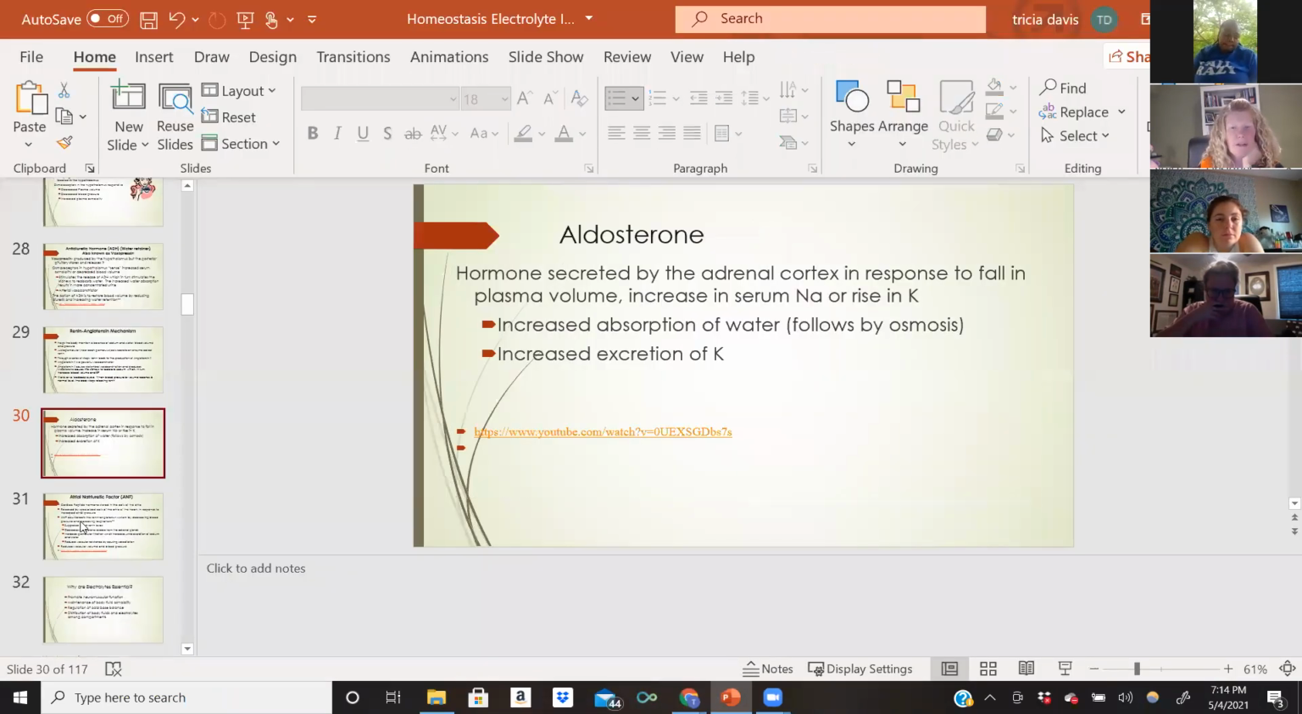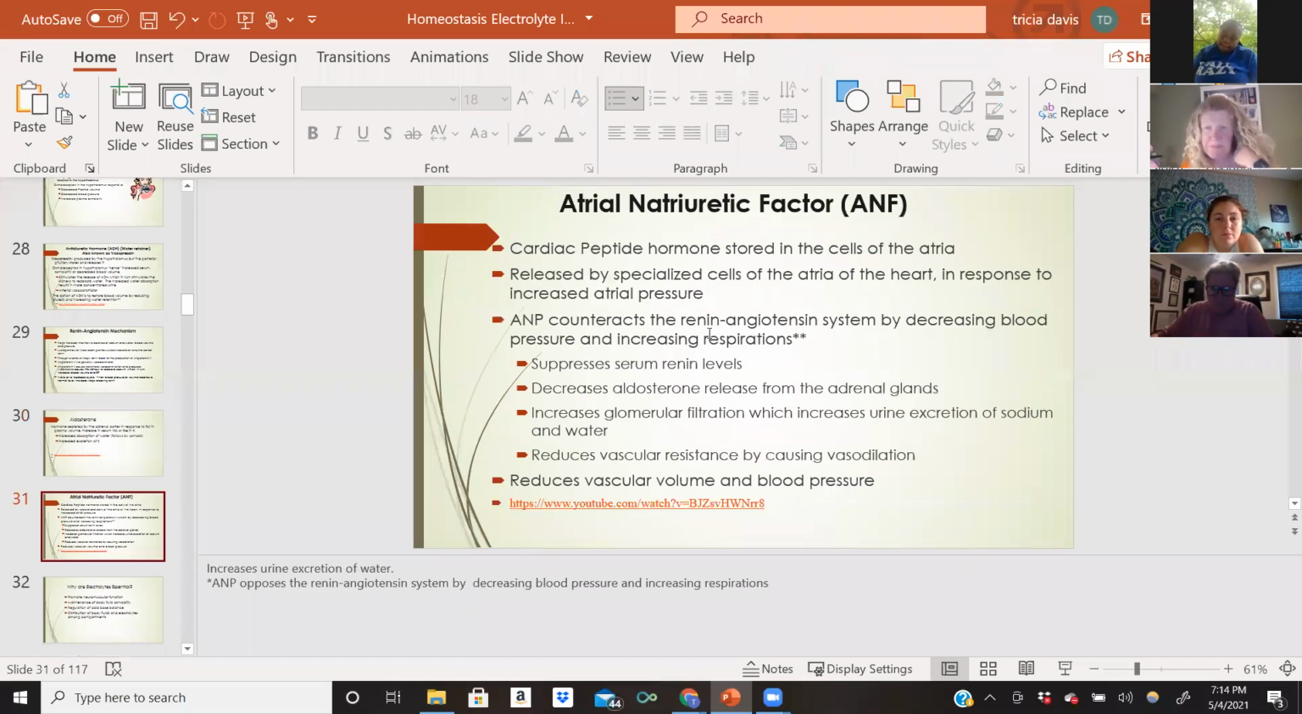All right, so that was aldosterone. And then we have ANF, or atrial natriuretic factor, or sometimes you'll see it as atrial natriuretic peptide. ANF is a cardiac peptide hormone that is stored in the cells of the atria of our heart.